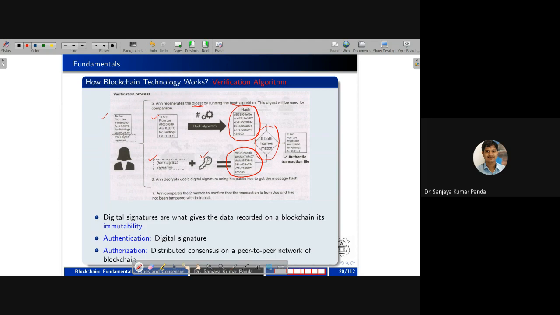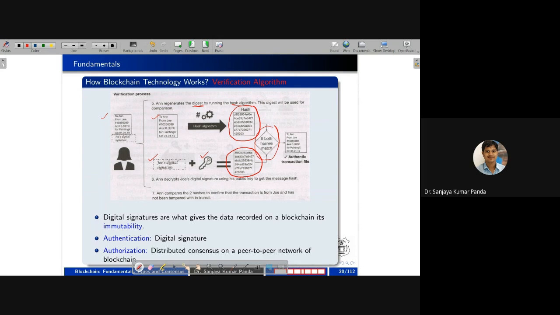So authentication, which we said is about identity. I asked one question related to trust: are you who you say you are? That is addressed by authentication, and authentication is done by the help of digital signature. Coming to authorization, authorization means you are giving permission, and it is related to the trust question: do you have the right to do what you want to do, right? That is done by distributed consensus on the peer-to-peer network of the blockchain. Consensus will tell you whether it is a correct thing or not.